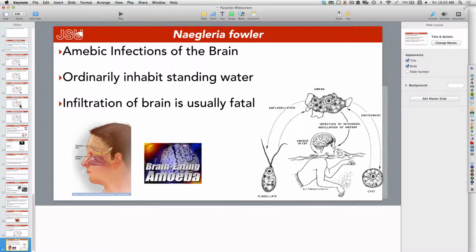And MERS is part of what greater group? What group of viruses? Coronaviridae. What's the other one in this group?